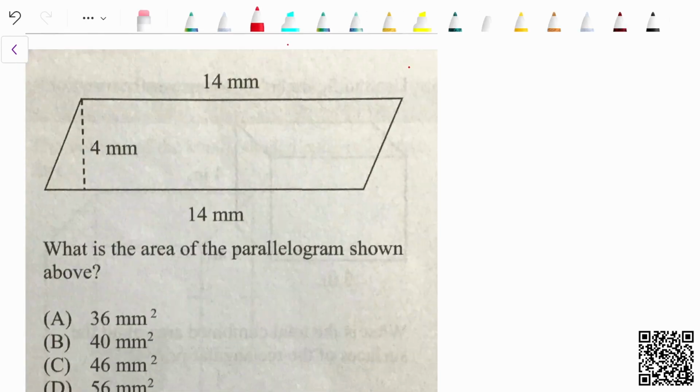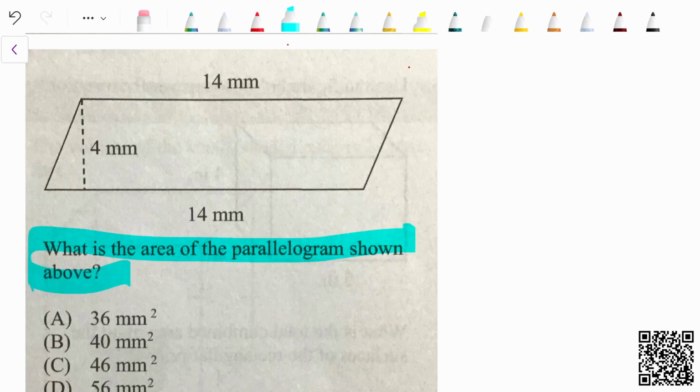So our next question here is, what is the area of the parallelogram shown above? Do you guys remember how to solve an area of a parallelogram? Have they taught you in school? You see that they've already drawn a line here. You move this triangle over to this side to make a normal rectangle. So it's basically the same as a rectangle's area solving.